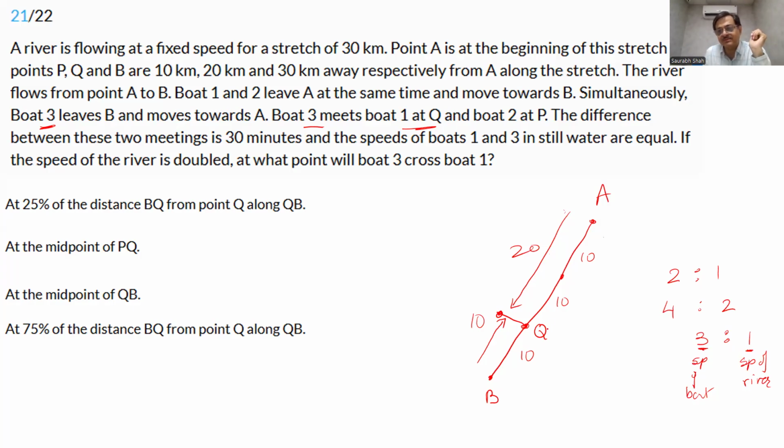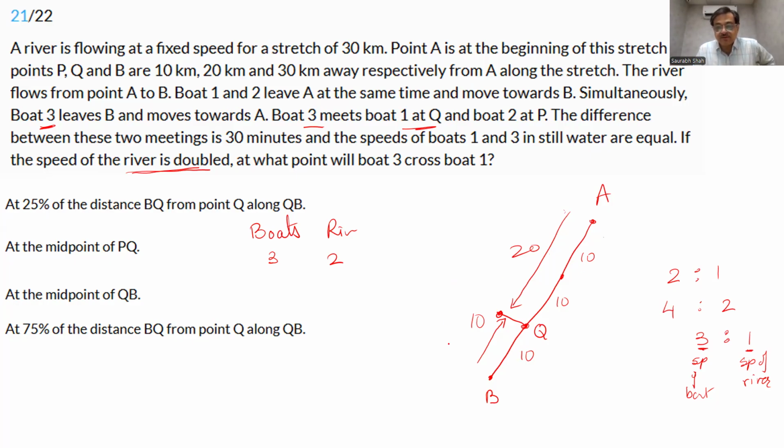We don't need that 30 minutes. We can take the ratio 3:1, but we are not concerned now with any timings according to the question. So now what does the question say? If the speed of the river is doubled, the speed of the boats would continue to be 3 and the speed of the river would now become 2. Instead of 3:1, they would be in the ratio 3:2. At what point will boat 3 cross boat 1?